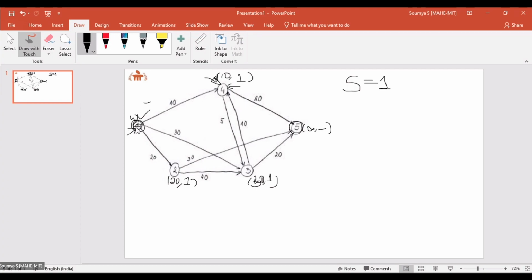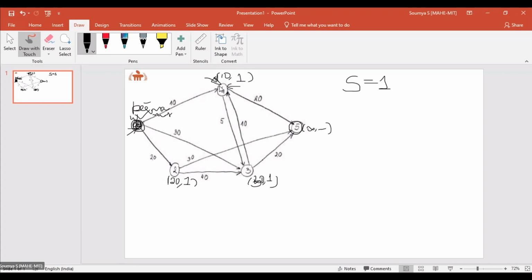From 1, I have already visited all the nodes. So I call this a permanent node. Fine. Now starting from 4.